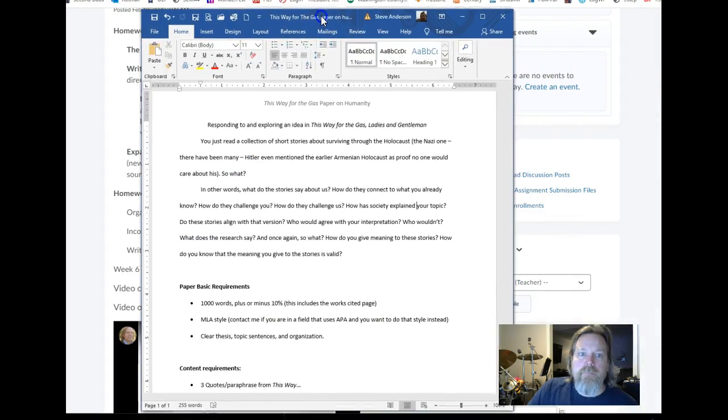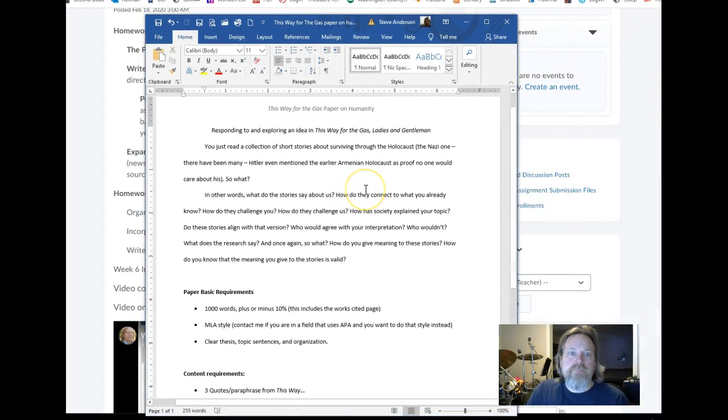Now the paper, right? I want you to explore an idea that came up from this way for the gas in any one of the stories, or maybe it was multiple stories. And what I want you to focus on is right here.